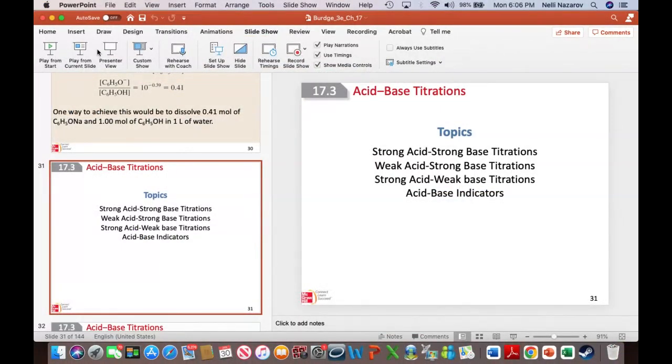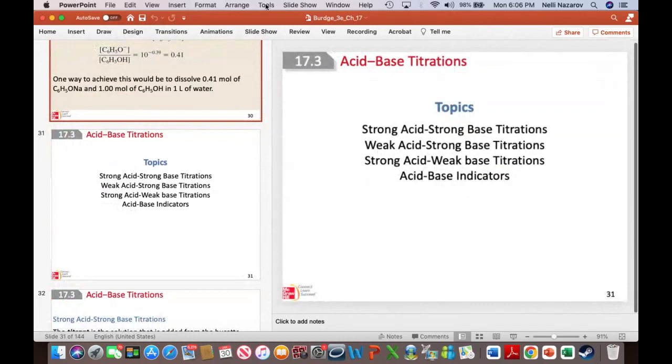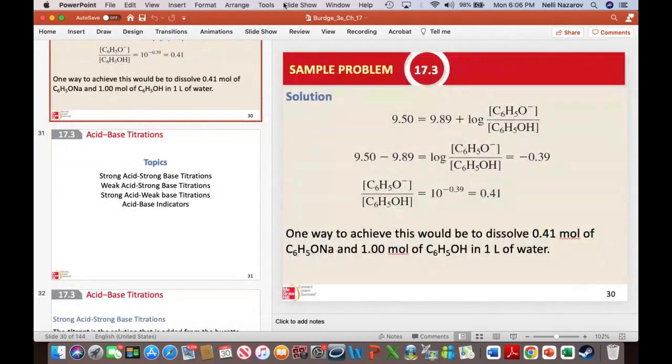So now we will talk about acid-base titration. For the acid-base titration, we have a strong acid titrated with a strong base, a weak acid titrated with a strong base, a strong acid and a weak base, and the acid-base indicators.